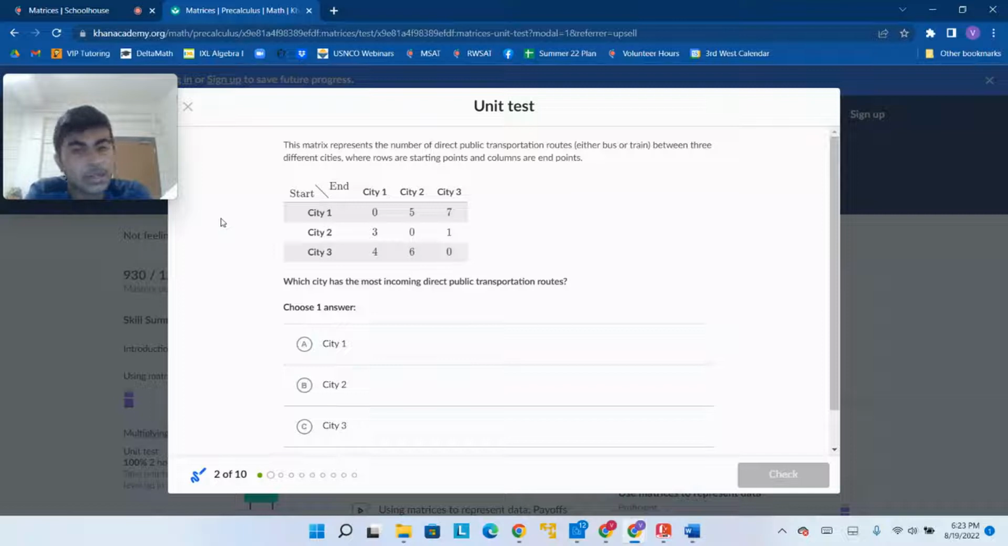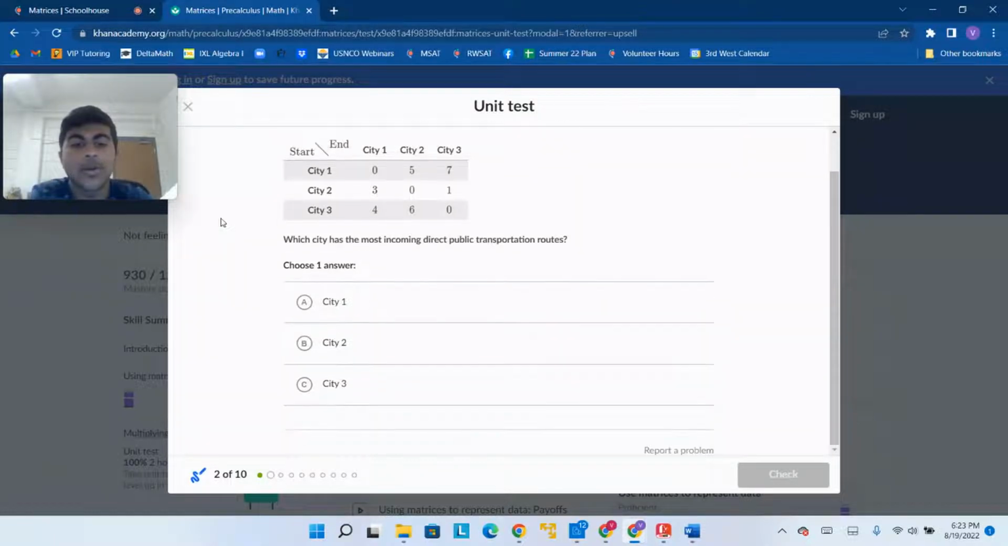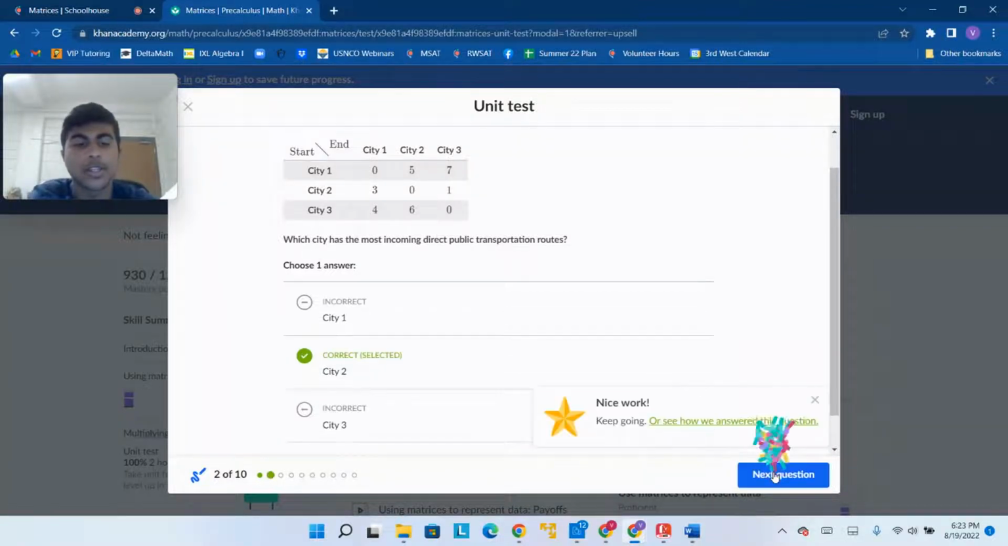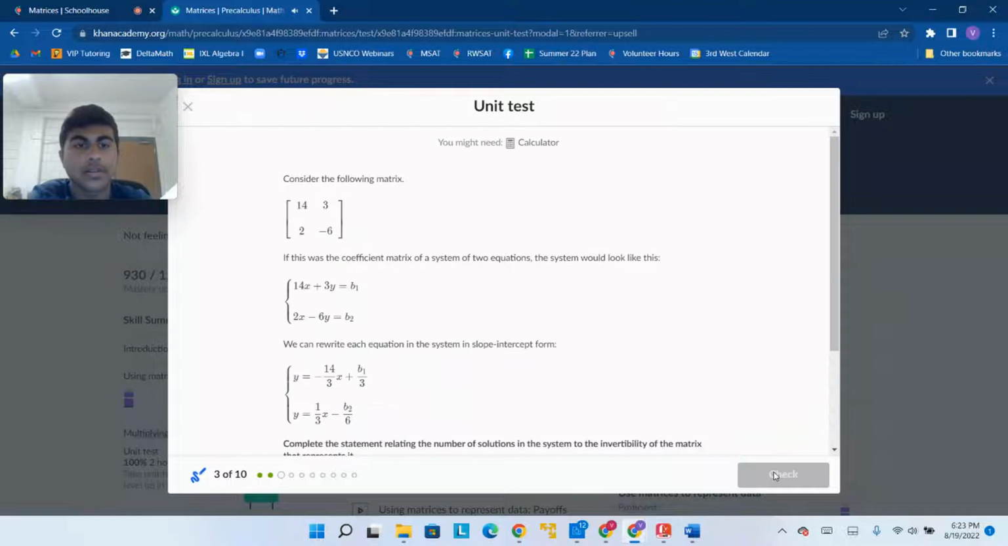Well, let's think about this, right? City 1, if we look at city 1 to end, that means that there's seven routes coming into city 1, right? For city 2, there are 11 total, so there's 11 routes coming into city 2. And for city 3, there are 8 routes coming into city 3. All right, so that means that city 2 has the most incoming direct public transportation. It's the most routes that are ending in city 2. So that's our answer. Let's keep going.